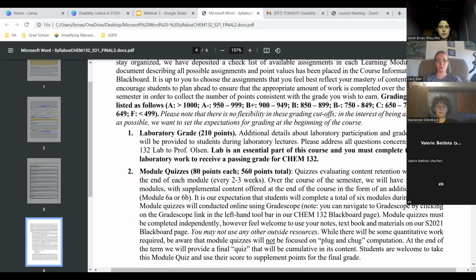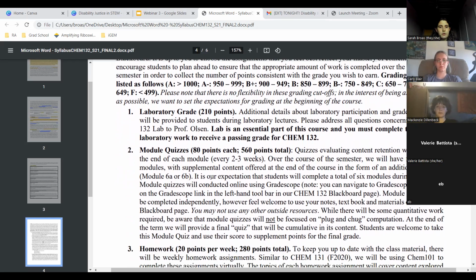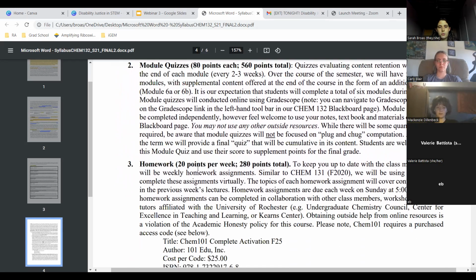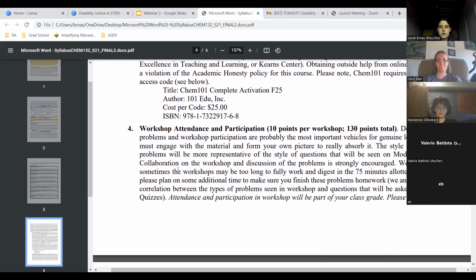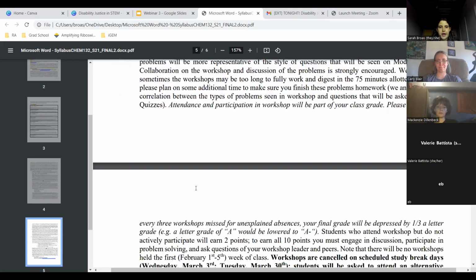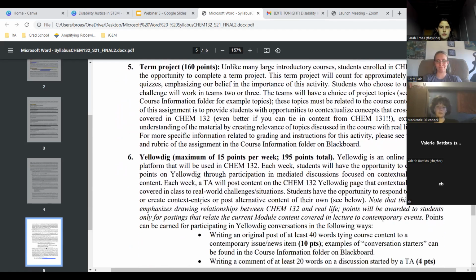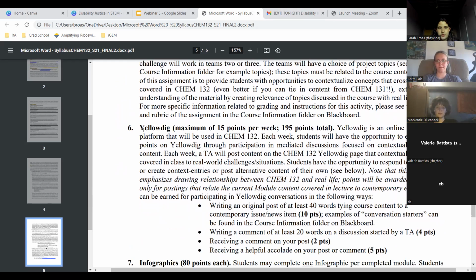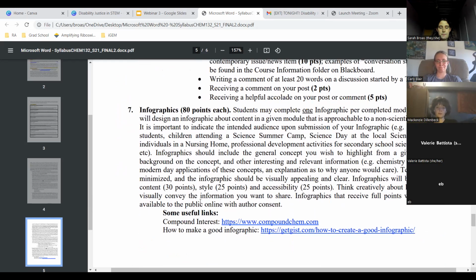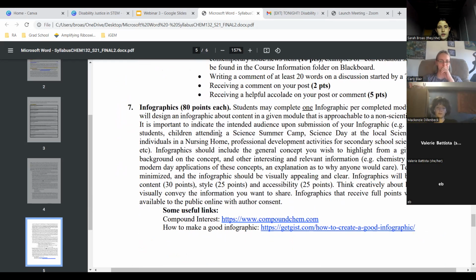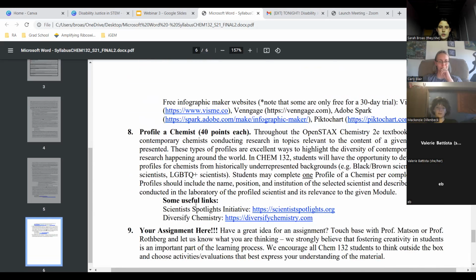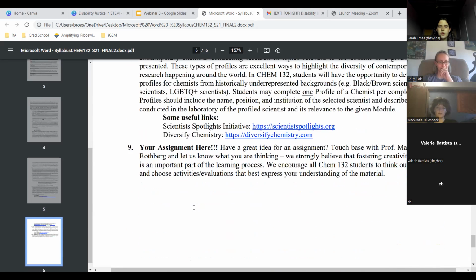You can take a laboratory, which is required. You can take quizzes, which are not required. You can do homework. You can attend workshop and get points for that. You can complete a project. You can post on a website called Yellow Dig. You can create infographics, or you can profile a chemist, or you can make your own assignment.